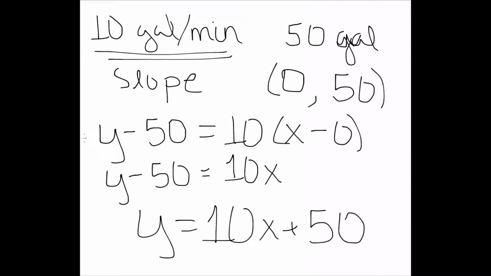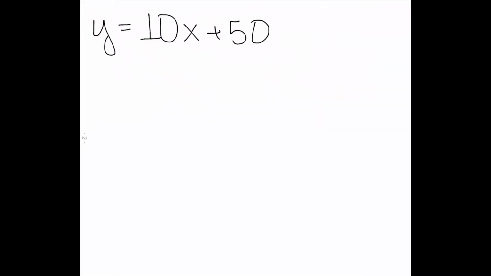And now I have a line to actually model this situation, and I can use this to find out different things. So let's look at how we can use this line. So let's suppose that our swimming pool has a capacity of 500 gallons of water. So I know that it can hold 500 gallons. Well, I can use this to then see how long it will take me to fill up this pool.